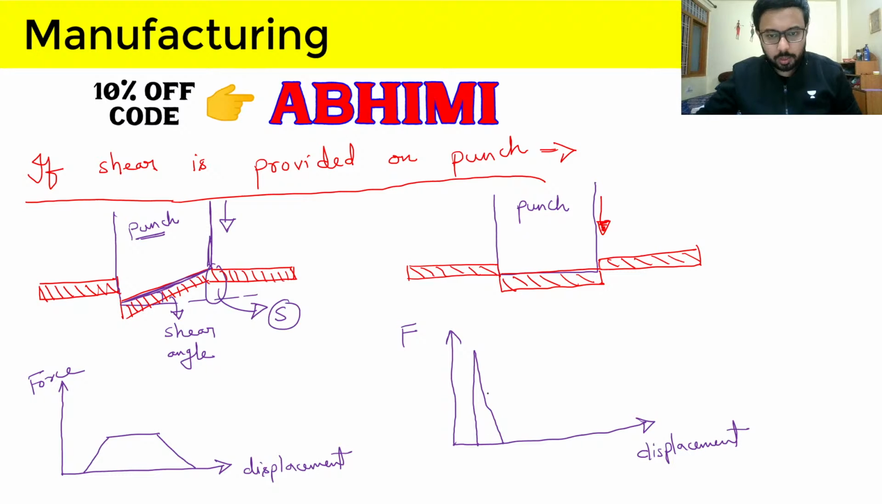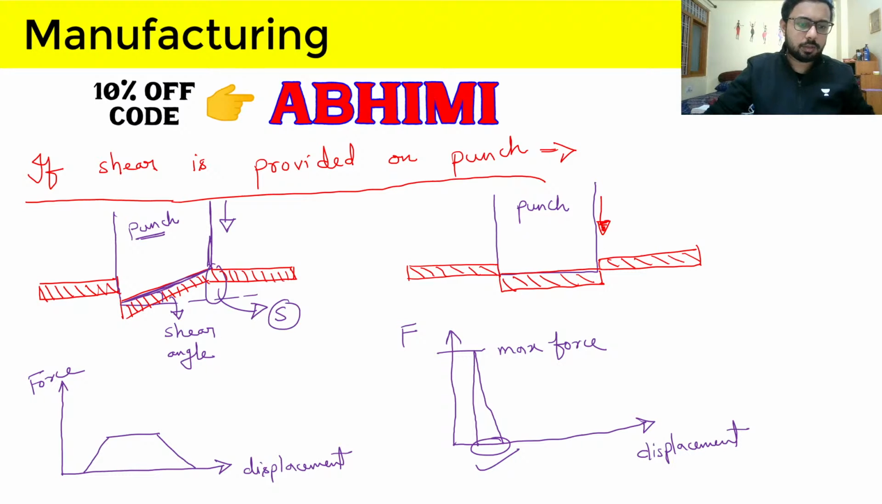So triangular, maximum force. The displacement here is quite less, or very less, than the displacement in the figure shown for the punch with shear. It can vary and depends upon the amount of shear provided. But the area of this trapezoid and the triangle, the area of both graphs, is the same because the energy will be the same, but the maximum force encountered will be less. That's why we are providing shear.